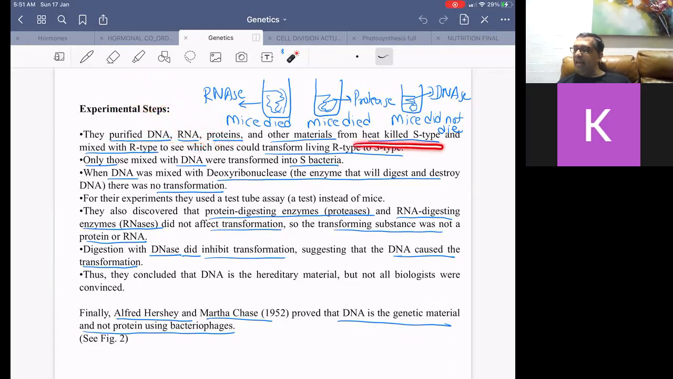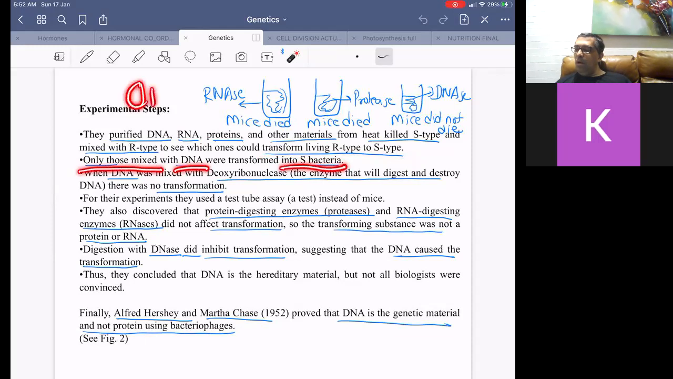And from the heat killed S type bacteria, DNA, RNA, proteins were removed and they were mixed with the R type to see which could transform living R type into S type. And they found only those mixed with the DNA were transformed into the S type bacteria.